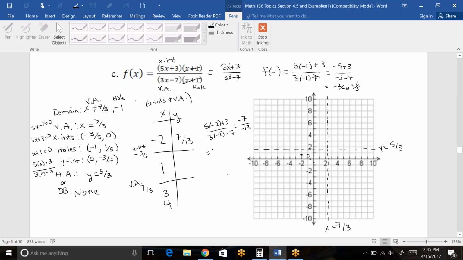If we plug in 1, so 5 times 1 plus 3 over 3 times 1 minus 7. 5 plus 3 is 8. That's 3 minus 7, that's -4. So that's going to be -2. And then let's plug in 3.